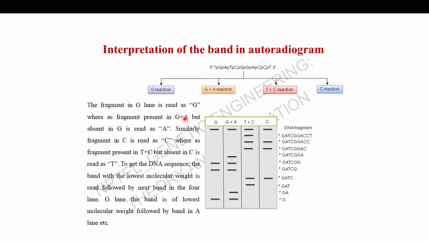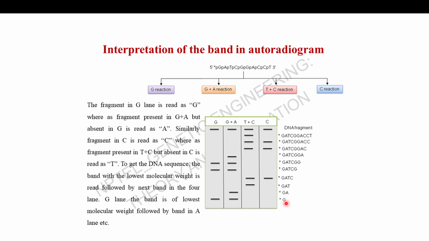The fragment in G lane is read as G, whereas a fragment present in G plus A lane but absent in G, if we talk about this particular fragment, it is not present in G lane, but it is present in G plus A lane. So then it will be read as A. Okay. So this particular fragment, then it comes to G again.